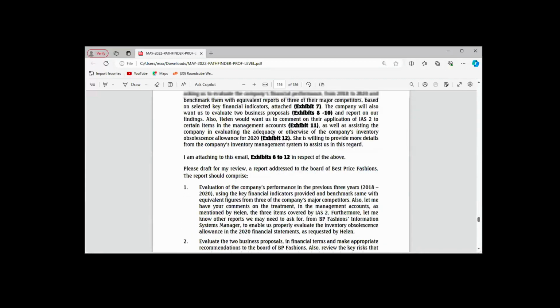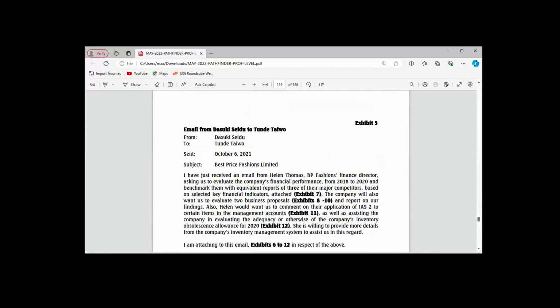So let's read this, look at this together. Exhibit 5, email from Dasuki Saidu to Tunde Taiwo. So I've just received an email from Helen Thomas, BPE Fashion's finance director, asking us to evaluate the company's financial performance from 2018 to 2020 and benchmark them with equivalent reports of 3 of their major competitors based on selected key financial indicators attached Exhibit 7.